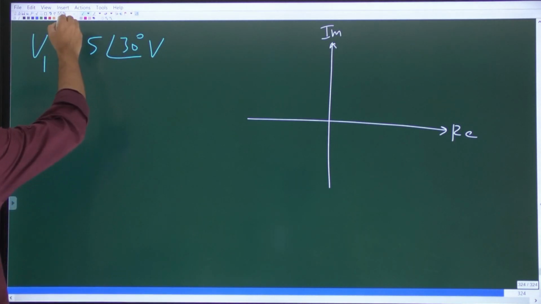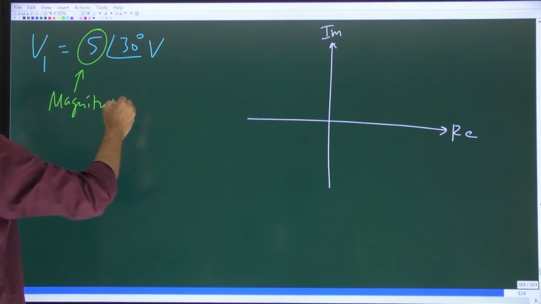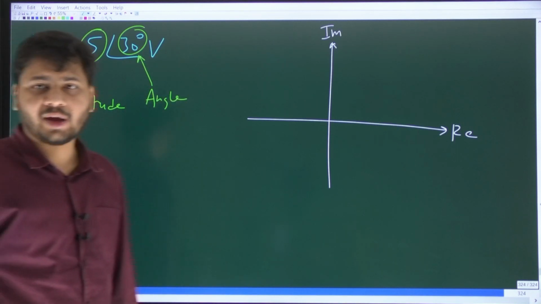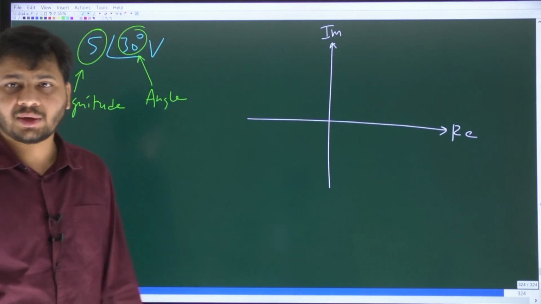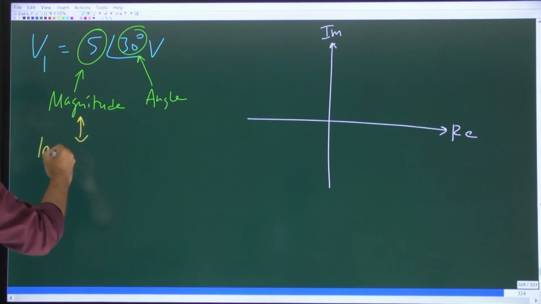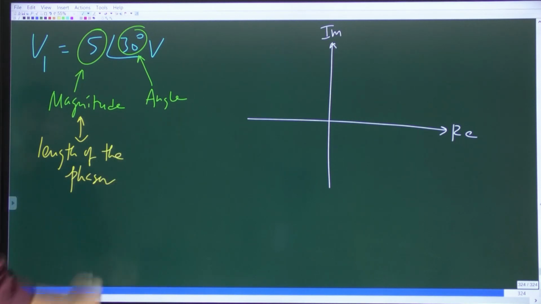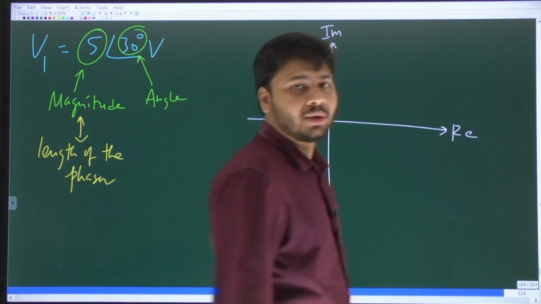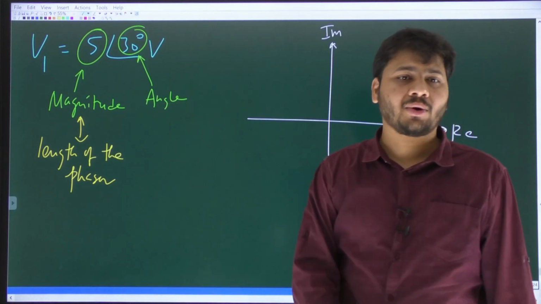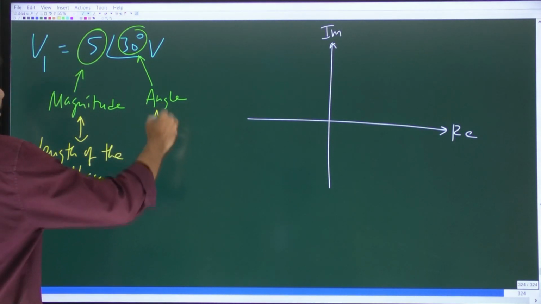So what is the magnitude? This 5, it is the magnitude. Yes or no? And this 30 degrees, it is the angle. Magnitude is 5, angle is 30 degrees. Now this magnitude is the same as the length of the phasor. You understood? In this case the magnitude is 5, so that 5 is also going to be the length of the phasor. And this angle of the phasor is same as what?